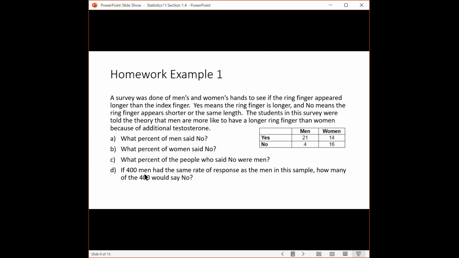And then in the last case, if 400 men had the same rate of response as in the sample, how many of the 400 would say no? To do that, we need to first do part A, which is to find the percent of the men who said no. Once we have that percent, we've got the percent and the total, and to find the frequency, you multiply the two. Okay, so let's take a look at the next page.